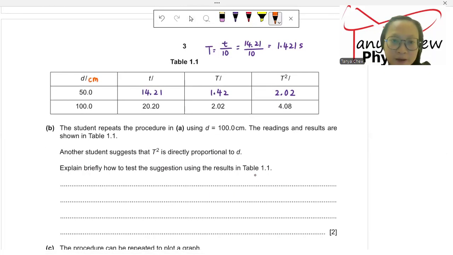And T is the time measured in seconds. Period is also time measured in seconds. T squared, this is period squared. You have to take the second, you square it. So it is second squared.